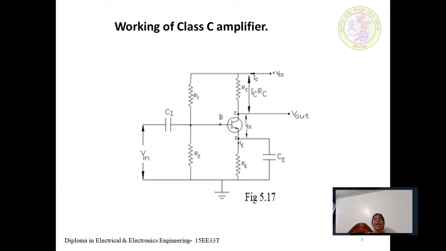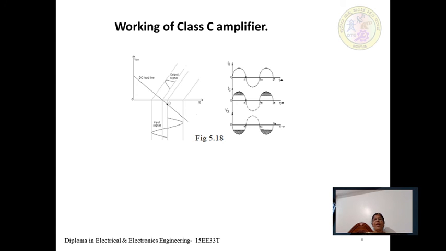Coming to the class C amplifier, the same circuit is carried over here. Here the operating point is selected in such a fashion that the Q point is in the negative direction, meaning the operating point is shifted to the fourth quadrant. Before the positive half cycle, some negative voltage is applied to the input circuit. So negative signals are applied here, and the operating point is shifted.